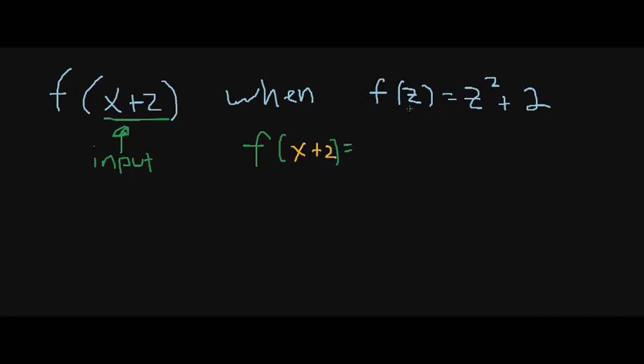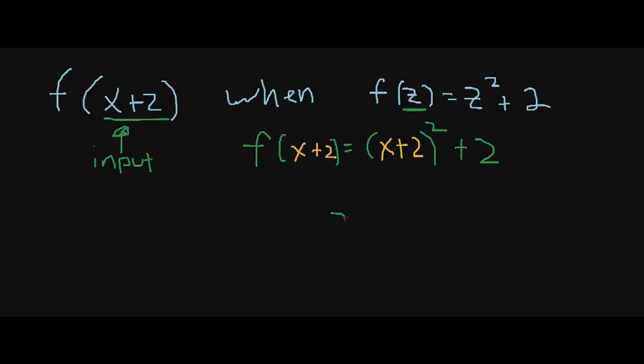So wherever we see a z, that's where we're going to plug in x plus 2. Well, it's only right there. So we plug that in. It's this entire thing that we plug in for z, x plus 2. I'm going to close the parentheses, put my square on top, and then do plus 2.